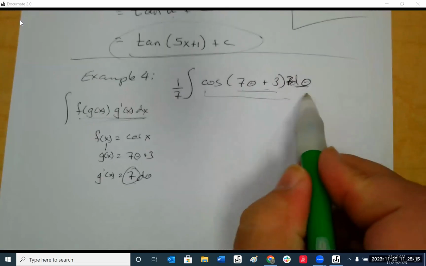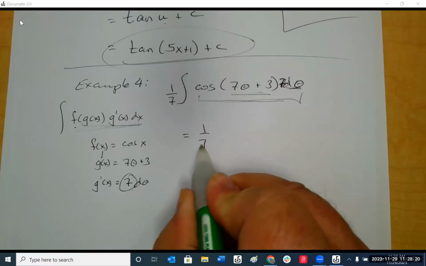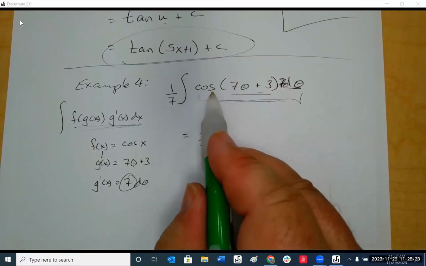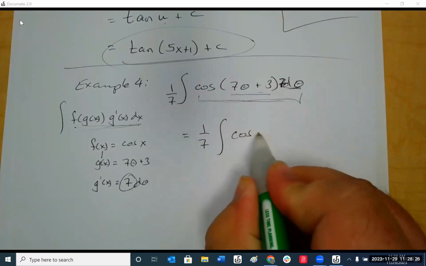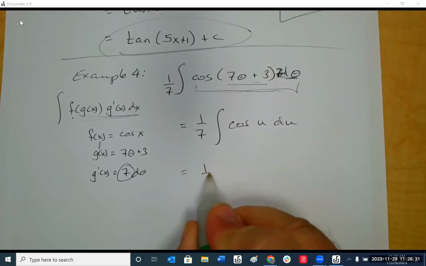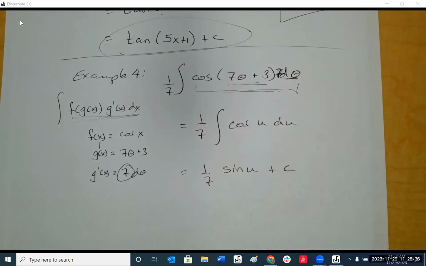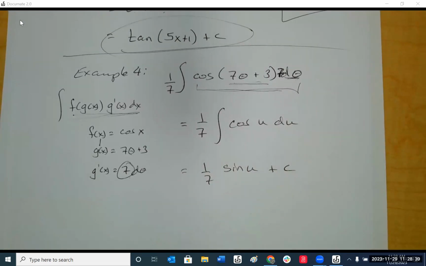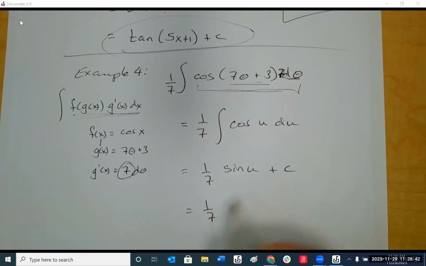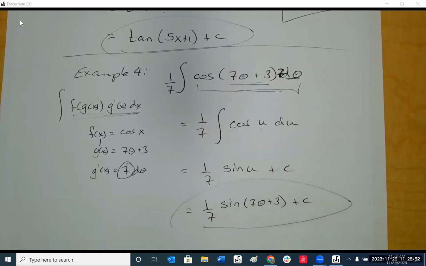Because now this is the form we want it to be in. So our answer is 1/7. What's the integral of cosine? So now we have this cosine u du. The integral of cosine is sine u plus c. Substitute it all back in. So u is 7 theta plus 3, plus c. And there's your answer.